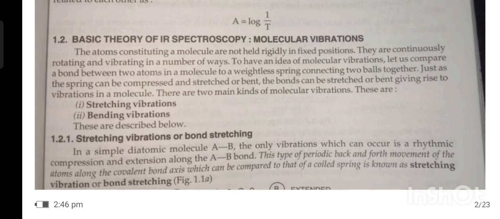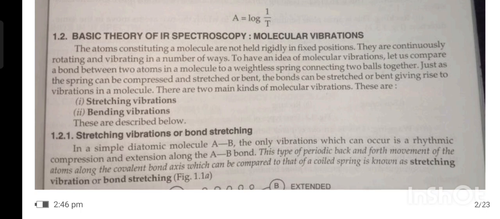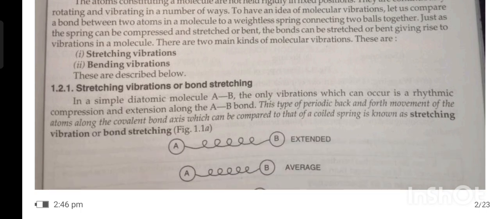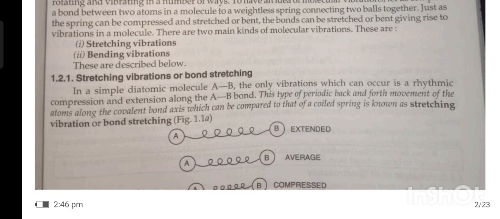There are two kinds of molecular vibration. They are stretching and bending. They are described below. Stretching vibration or bond stretching. In a simple diatomic molecule A-B, the only vibration which can occur is a rhythmic compression and extension along the A-B bond. This type of periodic back and forth movement of atoms along the covalent bond axis, which can be compared to that of a coil spring, is known as stretching vibration or bond stretching.